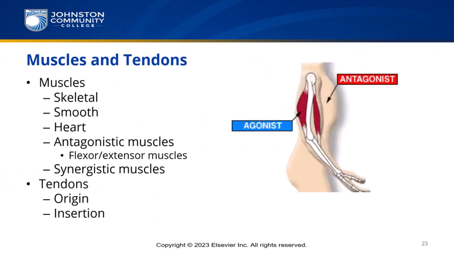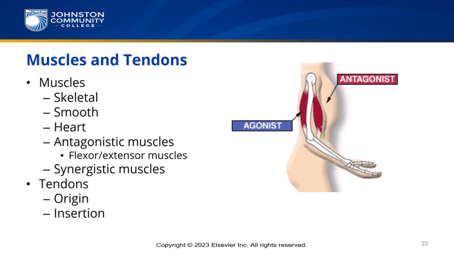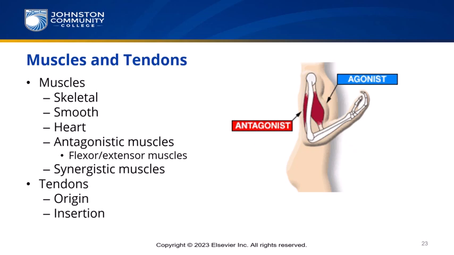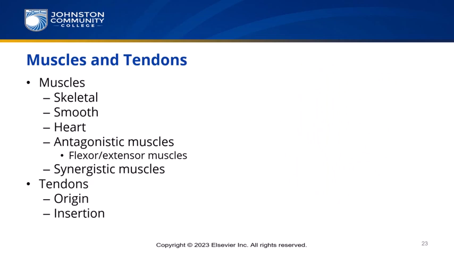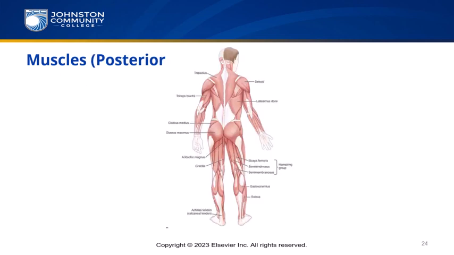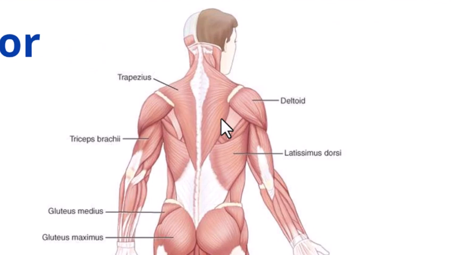Antagonistic muscles are those that work against each other in pairs in order to carry out movement. For example, one set of muscles must contract while the other set relaxes in order to flex or extend a limb. Then we have synergistic muscles, and those are muscles that work together to refine a movement. Next, let's take a little bit of a closer look at some of these muscles here.